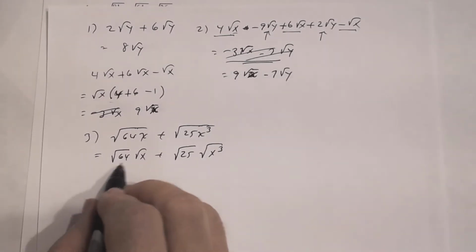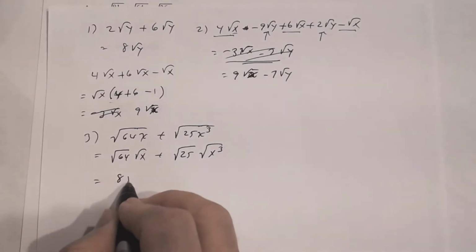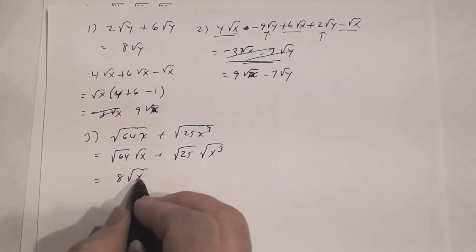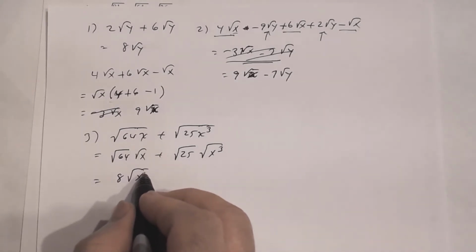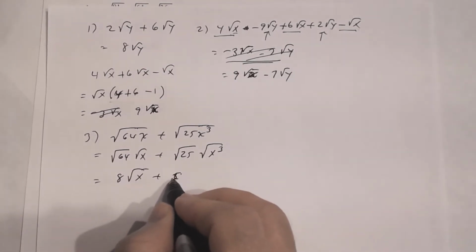In this factor, the square root of 64, I can simplify. 64 is a perfect square, so that's 8. So I get 8 square root of x. I cannot simplify the square root of x, so the exponent is 1, and 1 is less than 2. Over here, the square root of 25 is going to be 5.